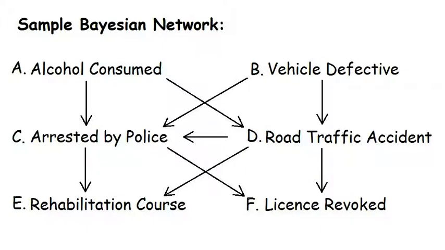The arrow in the centre of the screen indicates that, while it is perfectly possible for involvement in an accident to lead to an arrest, the reverse is most unlikely, as one tends not to have a road accident after one is taken into custody.